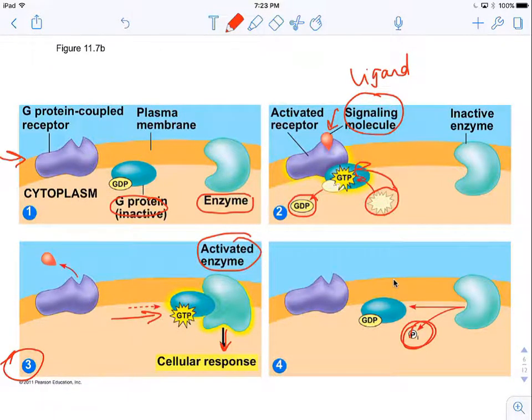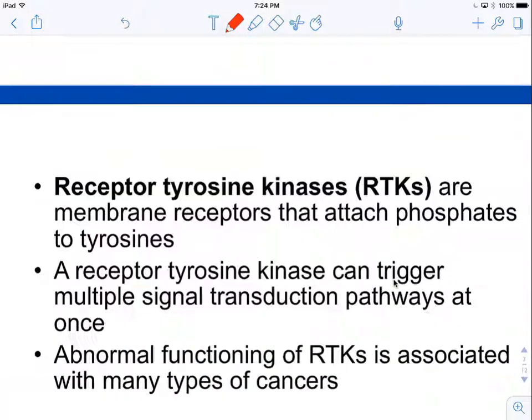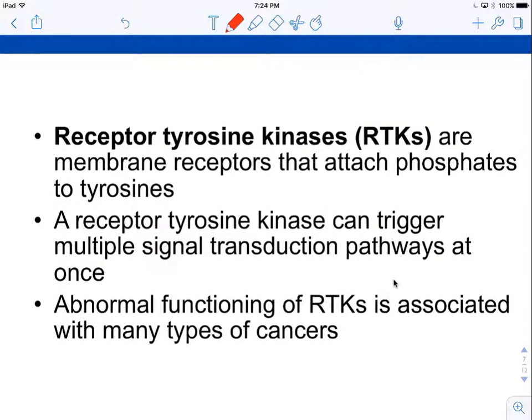Okay, so again, when the ligand binds up here, it causes a change in shape in the receptor. That'll cause a change in the G protein. The G protein goes over and activates the enzyme. Change in shape of the enzyme, and the enzyme triggers a cellular response. Okay, so that's our first kind of receptor.